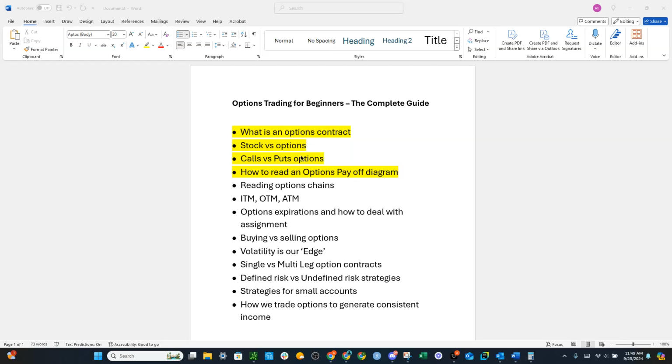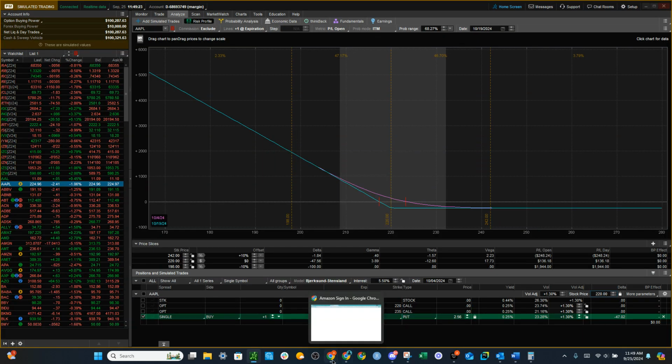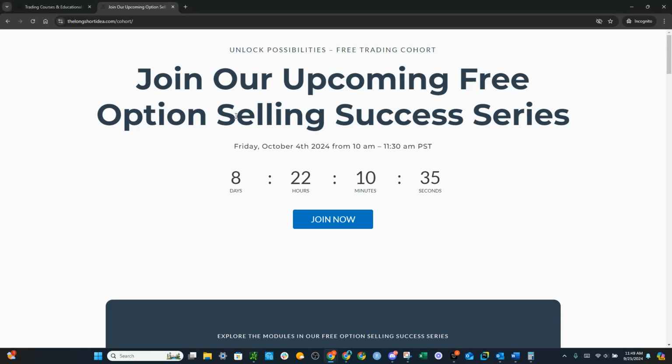Now, we've discussed the first four topics. We are moving into the fifth one, which is reading the option chain. You know how to look at the diagrams, and you know which buttons to hit to buy and sell the options. Now let's look at the expiration cycles and where that takes you.